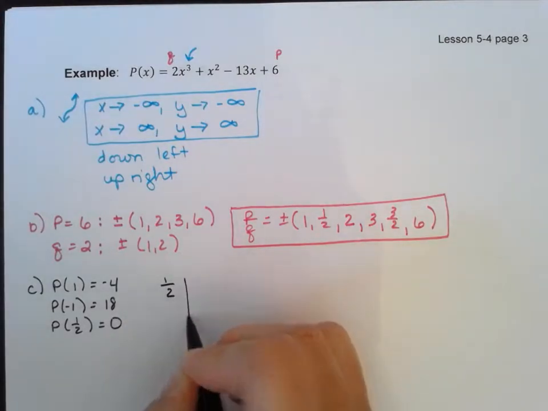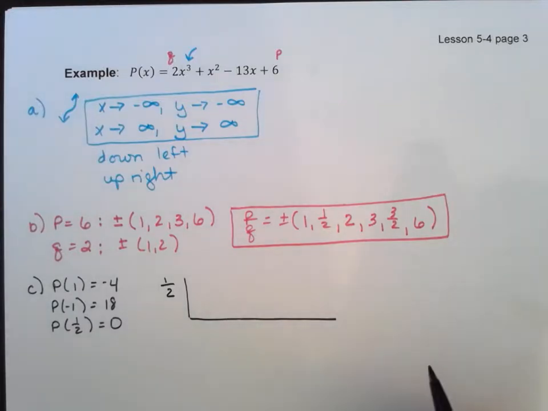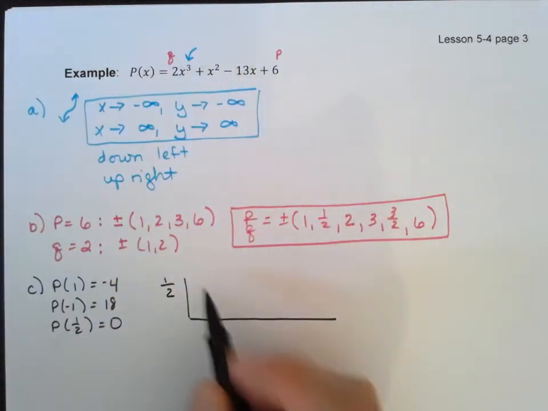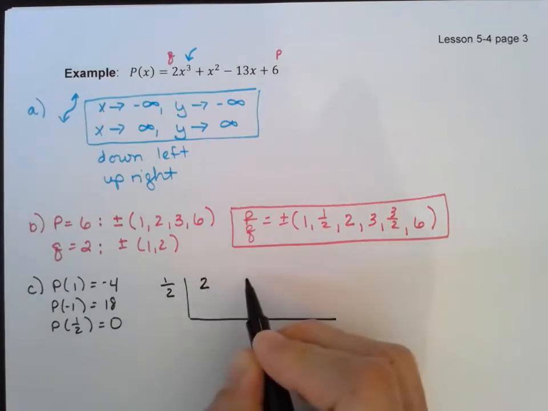So 1/2 goes on the outside. On the inside, we put our coefficients. 3, 2, 1, 0. We're not missing any terms.